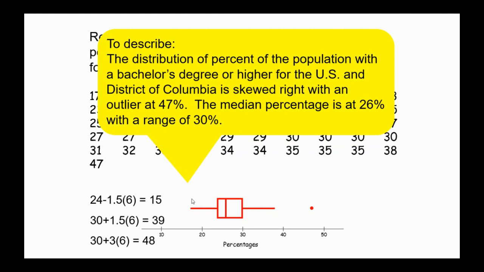So we talked about the center, talked about unusual observations, we talked about the shape, and then we're getting that last S: spread. The spread. So we still were able to discuss the graph.